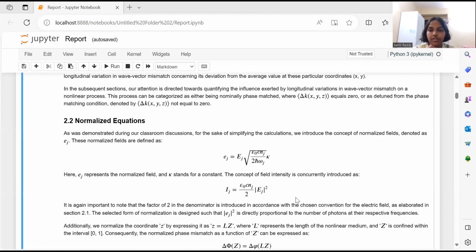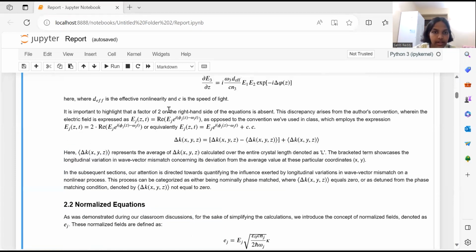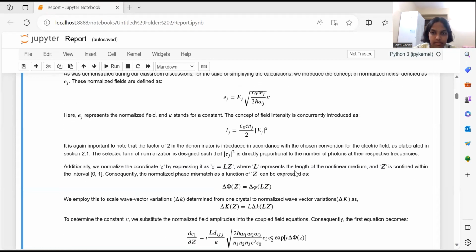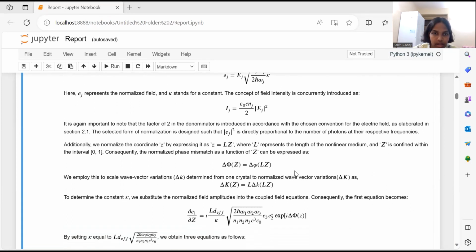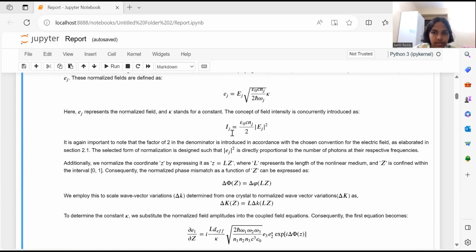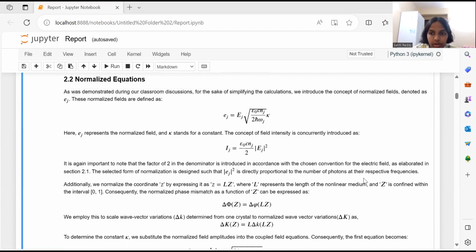We also introduce the concept of field intensity as Ij is equal to epsilon naught c nj by 2 times mod Ej square. It is important to note that the factor of 2 in the denominator is introduced in accordance with the convention we followed here. We can see that mod Ej square is directly proportional to the number of photons at their respective frequencies.